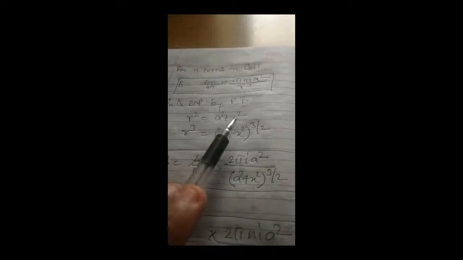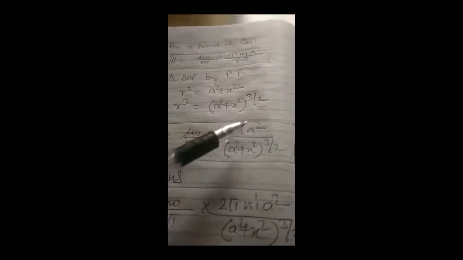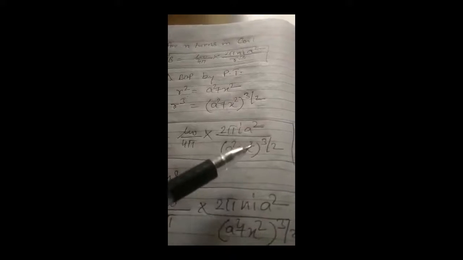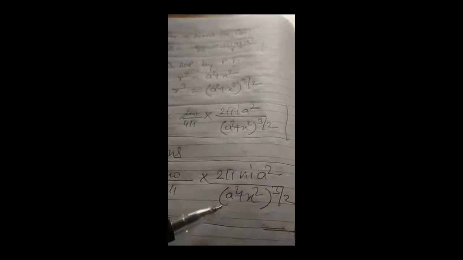Now in triangle BOP, by Pythagoras theorem, hypotenuse square is equal to perpendicular square plus base square. So r square will be equal to a square plus x square. Therefore r cube will be equal to a square plus x square raised to power 3 by 2. This value of r cube is substituted in this one. So we will get B is equal to mu 0 upon 4 pi into 2 pi I a square upon a square plus x square raised to power 3 by 2. And for n turns, it can be written mu 0 upon 4 pi into 2 pi n I a square upon a square plus x square raised to power 3 by 2.